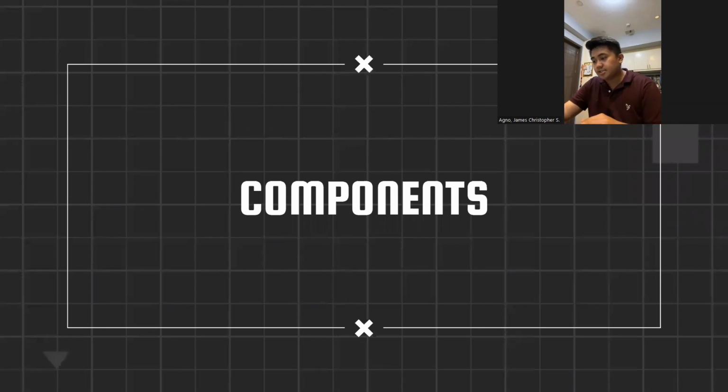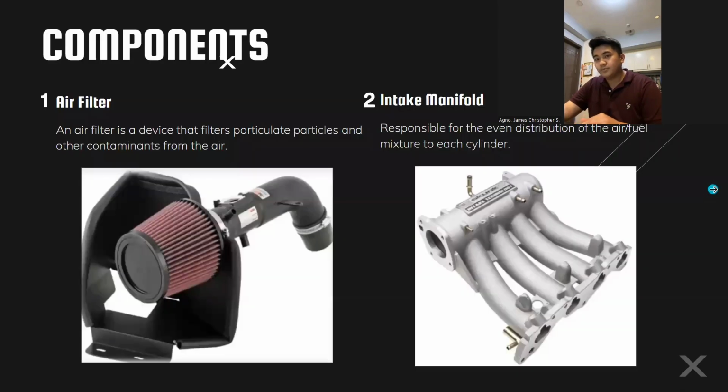Next, we are going to discuss the components. The first component we have is the air filter. An air filter is a device that filters particulate and other contaminants from the air. As we can see in the picture, we have here the air filter. Then second is the intake manifold. The intake manifold is responsible for the even distribution of the air-fuel mixture to each cylinder. We can see in the picture, this is the intake manifold.